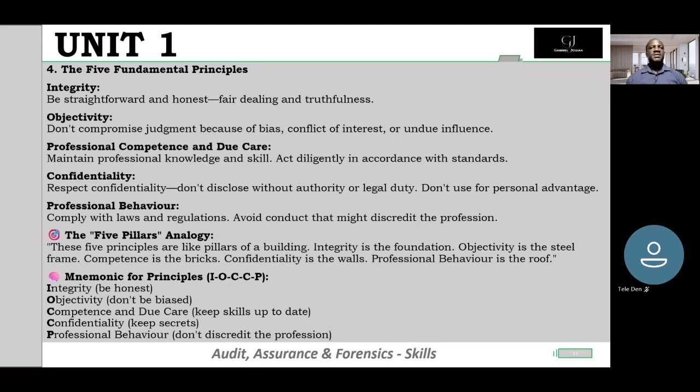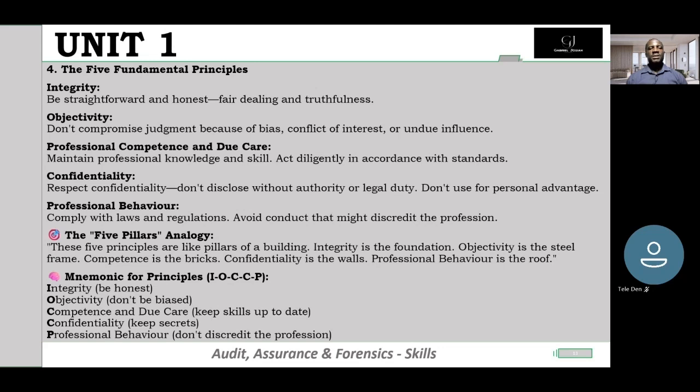So think of these 5 principles like the pillars of a building. Integrity is the foundation. Objectivity is the steel frame, while competence is the bricks. Then confidentiality is the walls, while professional behavior is the roof. So think of them very importantly in this manner as the pillars of the building.